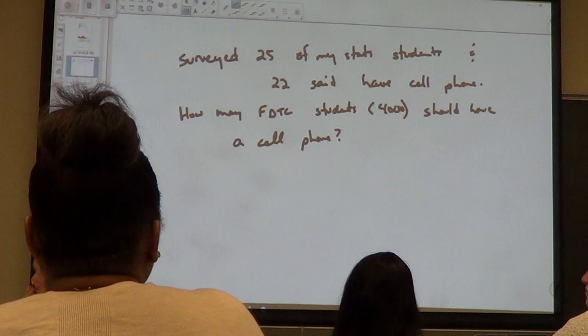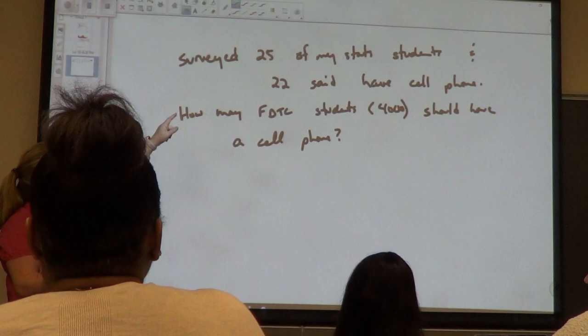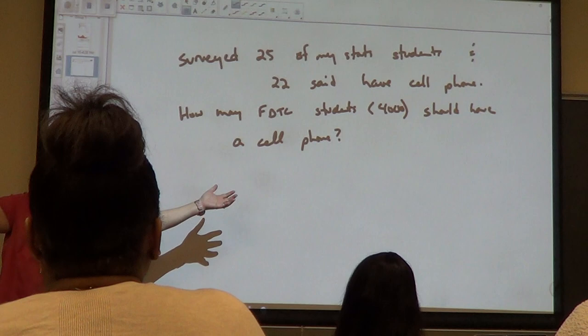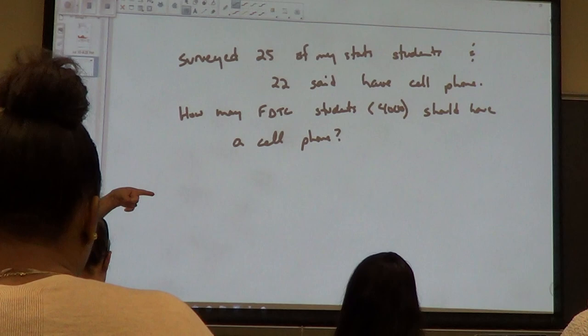Because I can't do a census of the whole school. I can't ask everybody. So based on what y'all say, I can say, okay, if my stat students have a cell phone, I'm going to take their data and I'm going to assume that the whole population is going to have similar statistics. So if 22 out of 25 of y'all have a cell phone, I want to know how many of the school has a cell phone out of 4,000. How would I go about setting that up? Any clue? 22 over 25. Okay, 22 over 25. Perfect start.